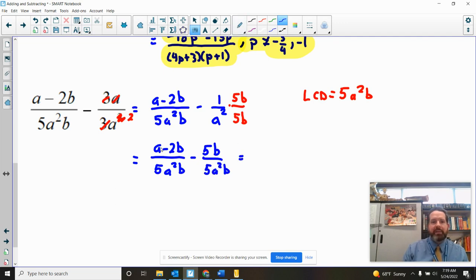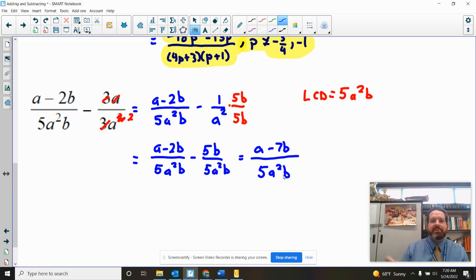So put that together. Like terms. So we got a, but there's no other a's. And be mindful of the minus. It's negative 2b minus 5b. That's minus 7b's overall. So I want to drive home that point.